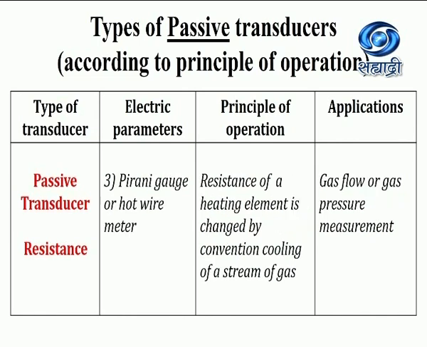The third one is the Pirani gauge or hot wire meter. Here the resistance of a heating element is changed by convection cooling of a stream of gas. Basically this transducer is used in gas pressure measurement.